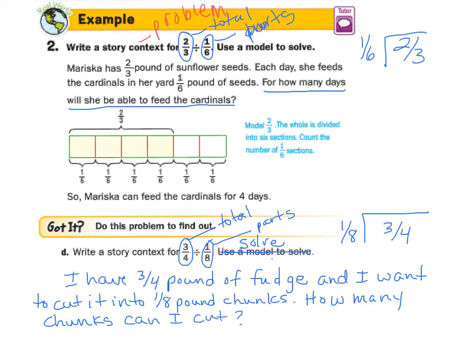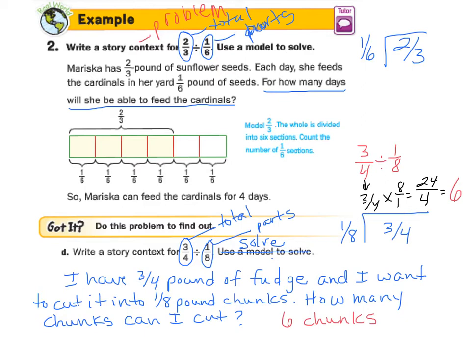Okay, so then I'm going to go ahead and solve it. So I'm going to write it up over here. 3/4 divided by 1/8. So I'm going to use my keep, change, flip. So it's going to be 3/4 times 8/1. So I get 8 times 3 is 24, and 4 times 1 is 4. And so 24 divided by 4, or 24/4, is an improper fraction. And when I do the division, then I get 6. So I could get 6 chunks. And each of those chunks then weighs 1/8 of a pound.